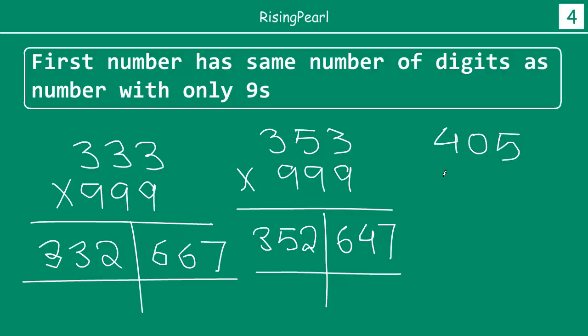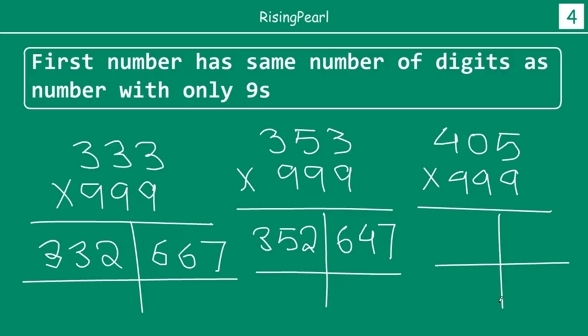Now if you were to do 405 times 999, let's do that. And here we go. So the first part will be, let's write it here, 404, right? Yeah, 405 minus 1, 404. Now 9 minus 4 is 5. 9 minus 0 is 9. 9 minus 4 is 5. So the answer is 404595.